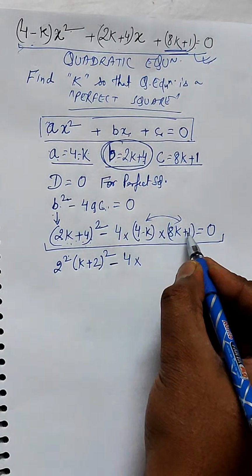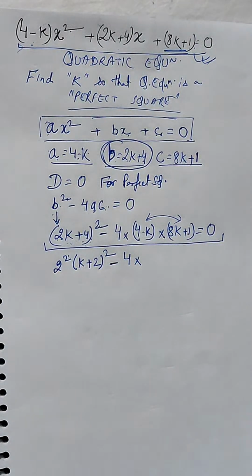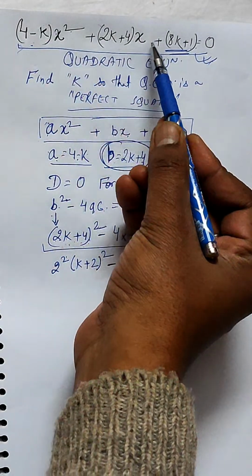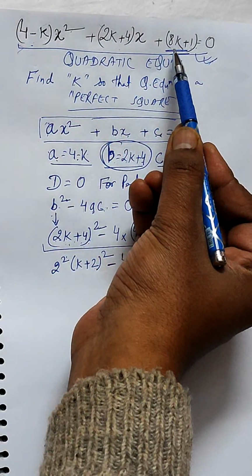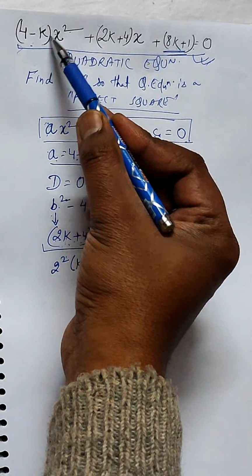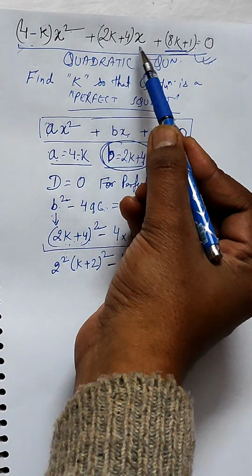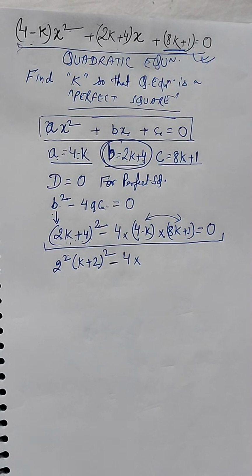Hi Inji ma'am. Yeah, it is a quadratic equation. No, no, it's not a quadratic equation. No, no, it's a quadratic equation. You can see here that we have taken a quadratic equation, and we need to find the value of k so that it is a perfect square.